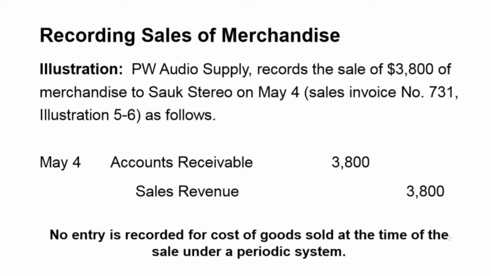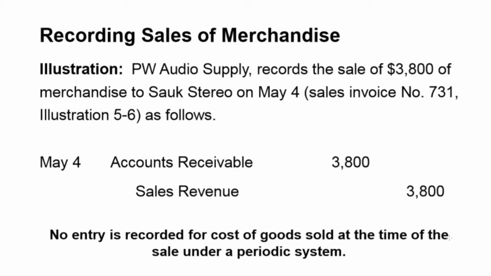Okay, so for the next part of our discussion, we'll go on with recording of sales of merchandise under periodic inventory system. Kung natatandaan nyo under periodic inventory system, one of the differences of this system from the perpetual is yung recording of cost of goods sold. Under periodic, hindi natin siya nire-record once there is a sales transaction.